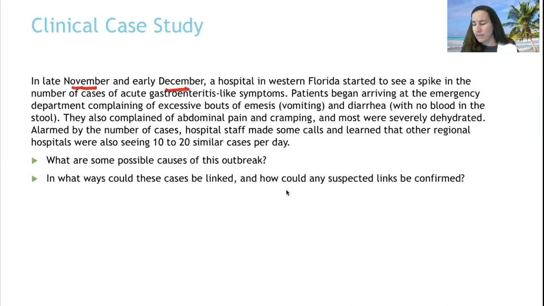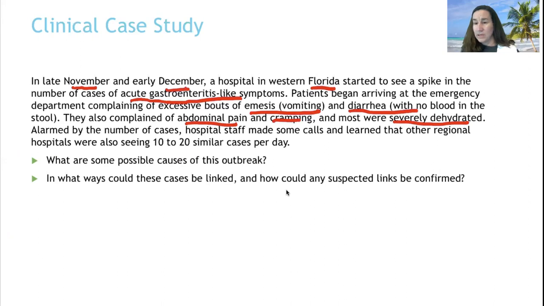Okay, so case study: it is late November, early December, past Thanksgiving. We're in Florida, and they have cases of acute gastroenteritis in the ER: vomiting and diarrhea, abdominal pain, cramping, severe dehydration. Yeah, if you've got diarrhea and you're throwing up all day.